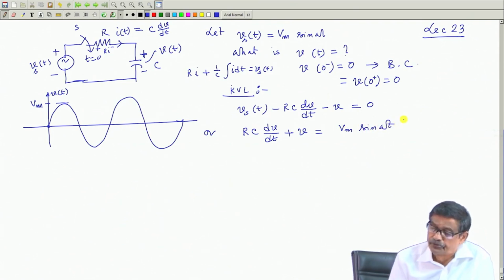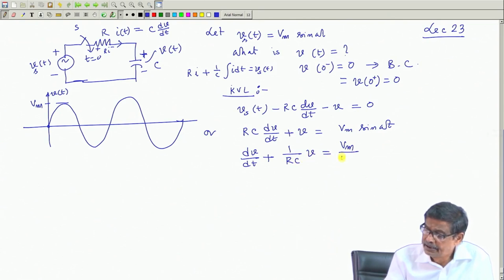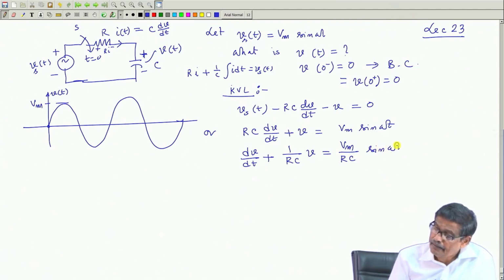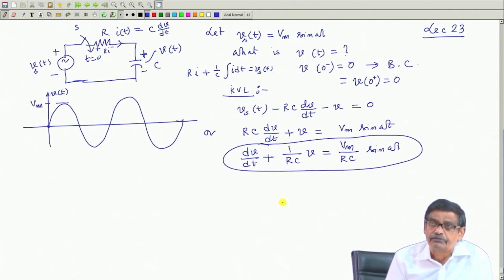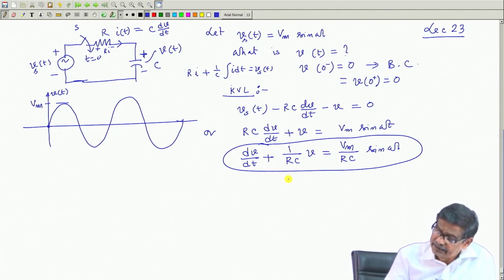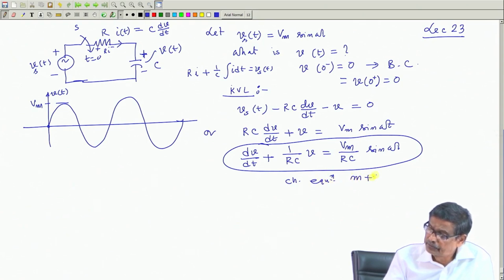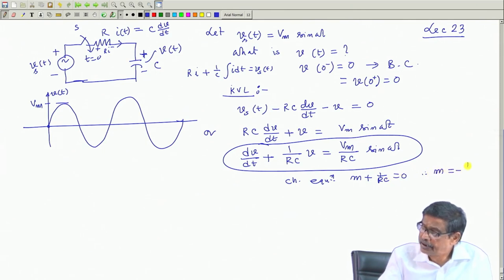This is the forcing function. It is not absolutely necessary, but follow one method: first divide by R C, bring it to that form, and write it like this, V m by R C into sin omega t. So, here is the differential equation with a forcing function. Once again, I will write the characteristic equation straight away: m plus 1 over R C is equal to 0. Therefore, the characteristic root is minus 1 over R C.